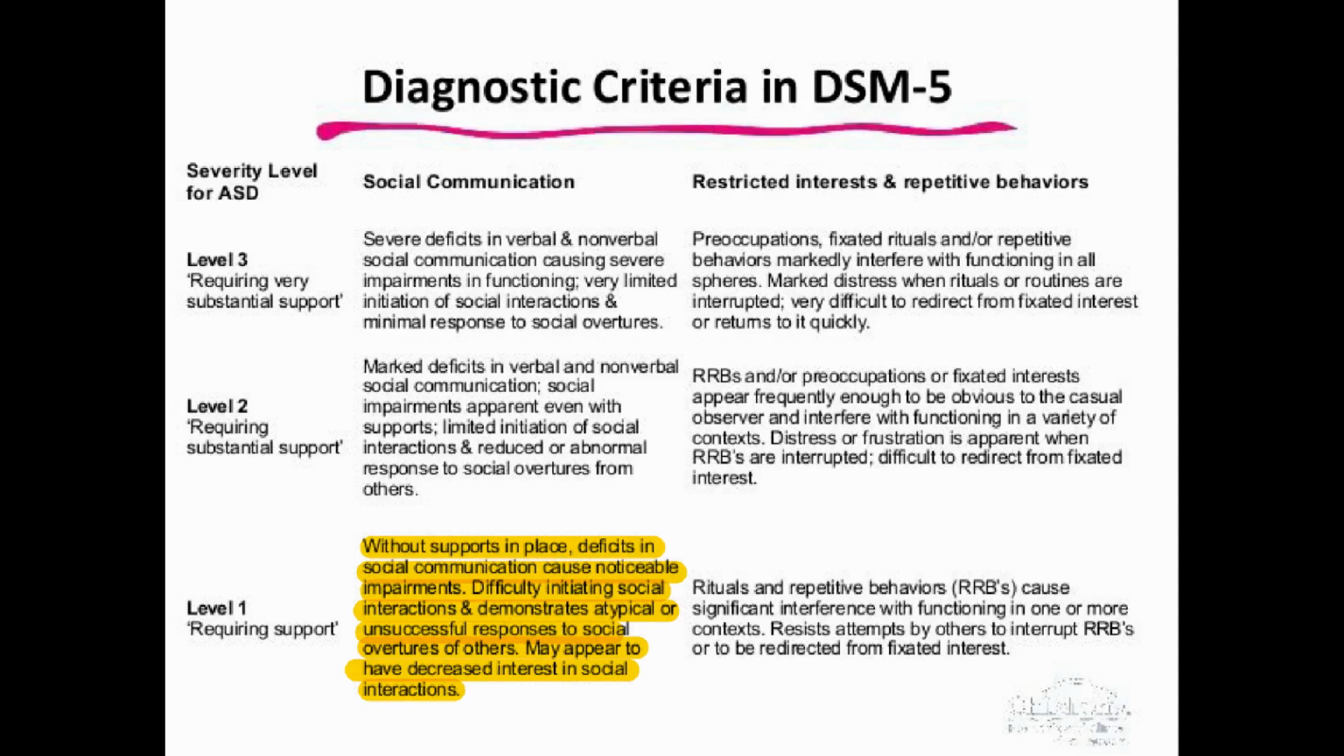There are 3 severity levels of ASD. Level 1 requires the least amount of support, but does present deficits in social communication that cause noticeable impairments and inflexible behavior that causes significant interference with functioning. Individuals in Level 1 can speak in full sentences, but their attempts to communicate with others are odd and typically unsuccessful.